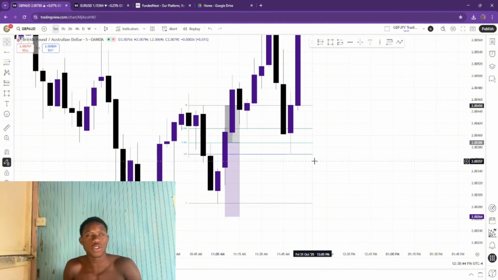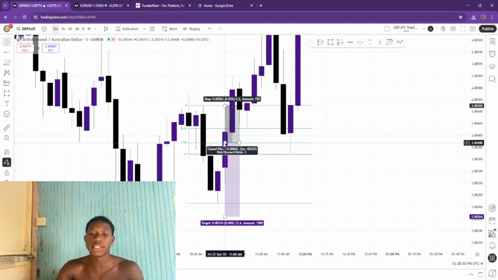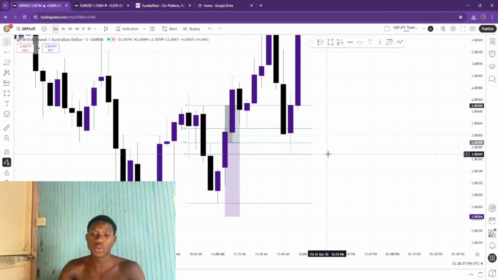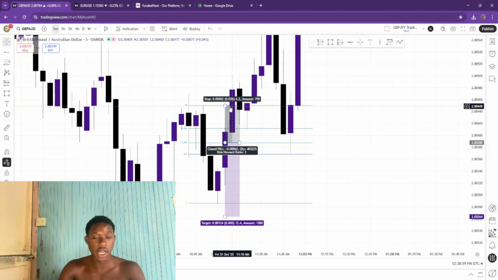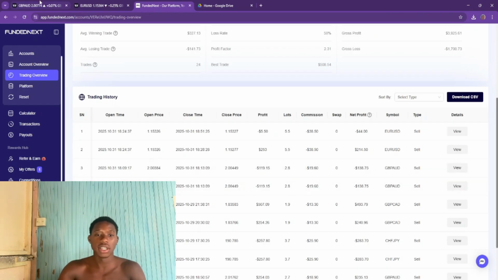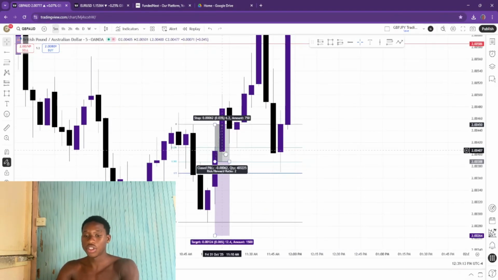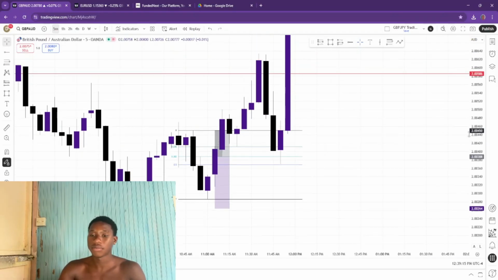I kind of entered the trade too quick. Not entered, but I placed the sell limit for it too quick, and I didn't realize that I didn't risk the proper amount of money on it. So I risked less than what I was supposed to risk, and then the trade lost. So right now I was supposed to be down like $500 on that trade, but I'm down like $240 plus commission. That's the commission on the trade, because Funded Next charges $7 per lot. So that's how the first trade went.